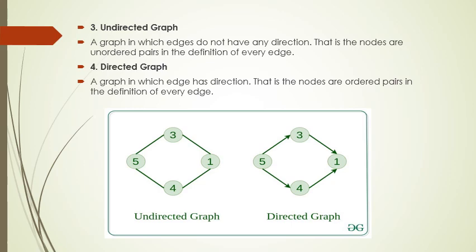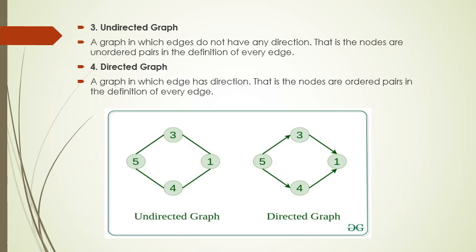The third one is the undirected graph. A graph in which edges do not have any direction, that is, the nodes are unordered pairs in the definition of every edge. In the undirected graph, you can see in the diagram, there are no arrows representing direction.